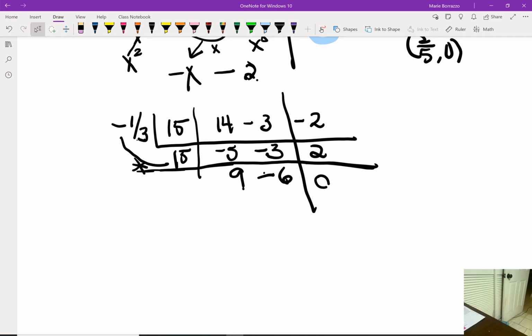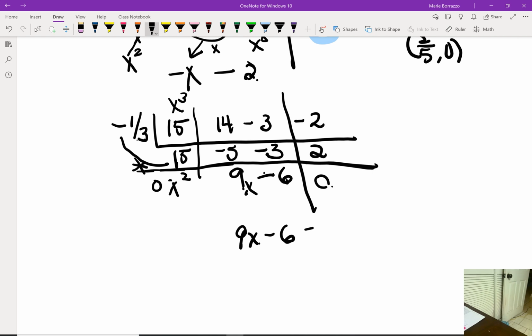And so in this case, again, remember this was originally x cubed. This is now 0x squared. This is 9x, this is minus 6, and then obviously the remainder. So you're left with 9x minus 6 in this case.